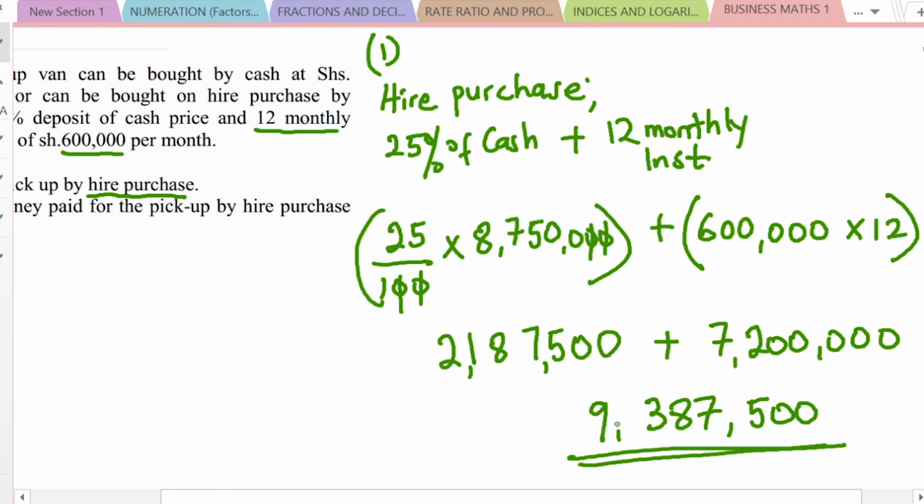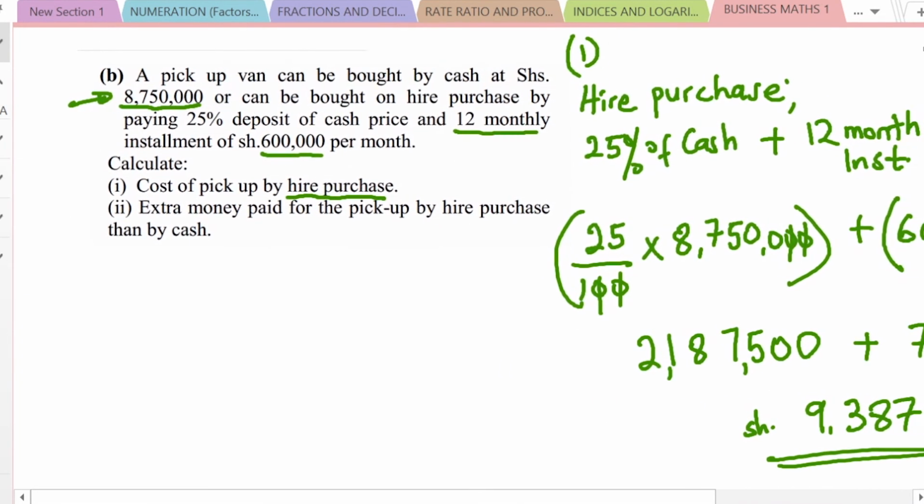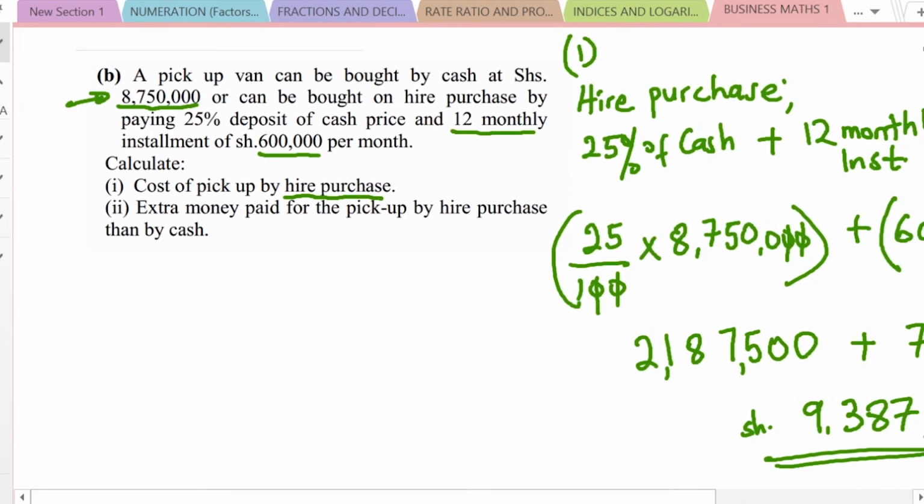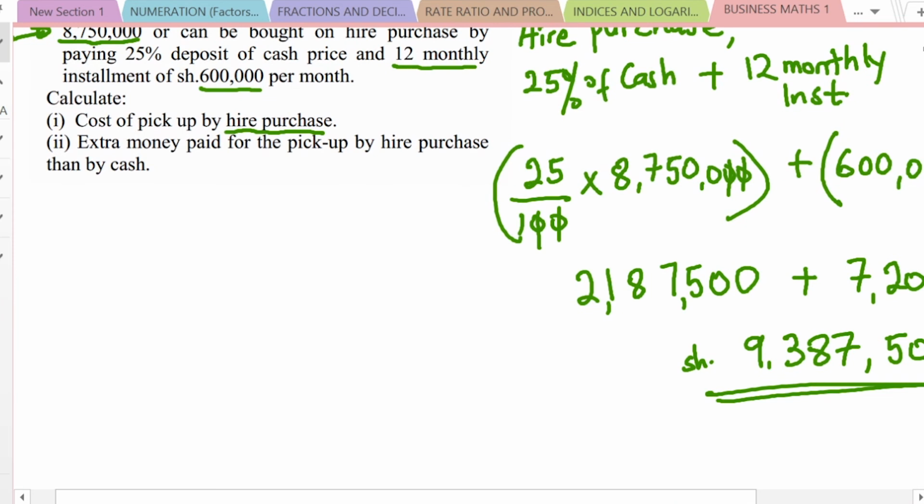So that's how it's going. That's how much it will cost for hire purchase. Roman 2 is asking, how much extra money will be paid for the pickup by hire purchase than by cash? So meaning the extra money paid for the pickup by hire purchase.